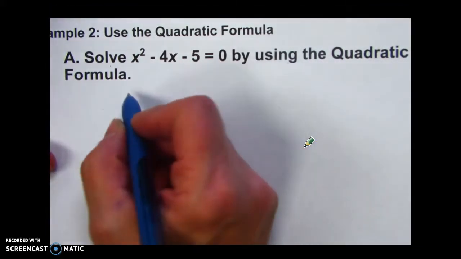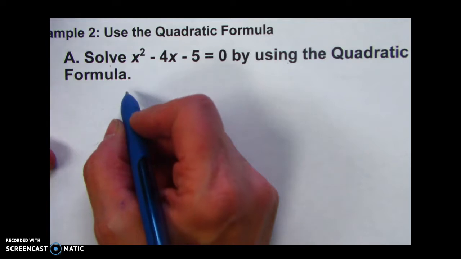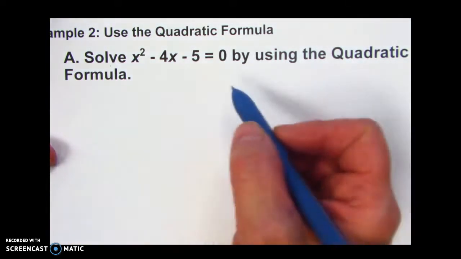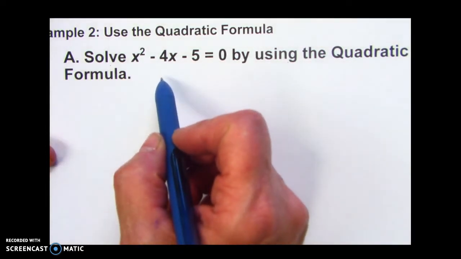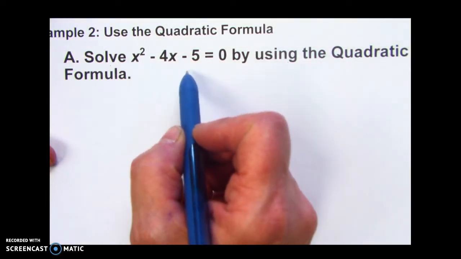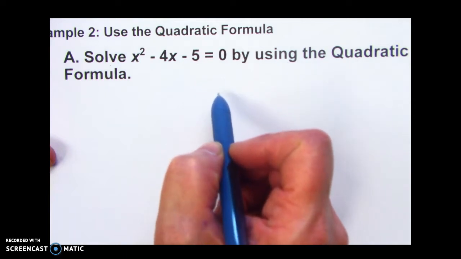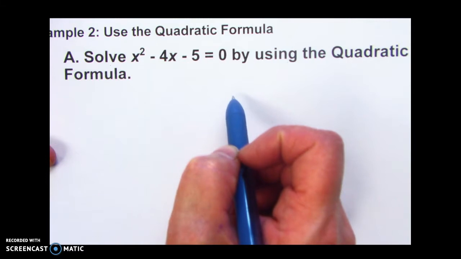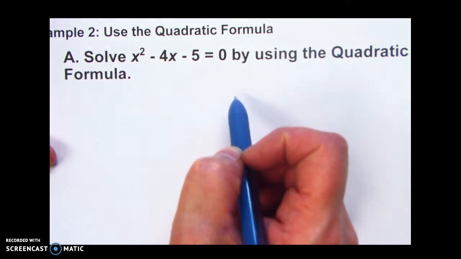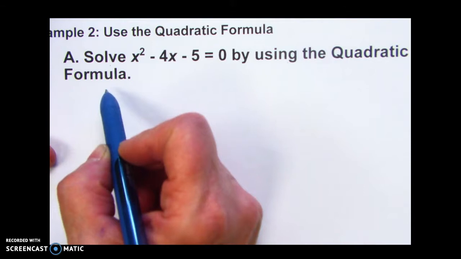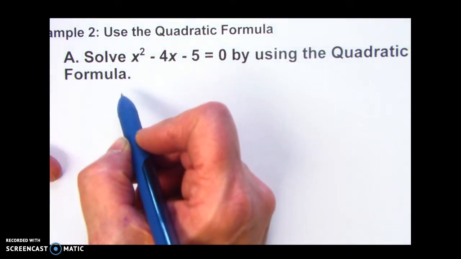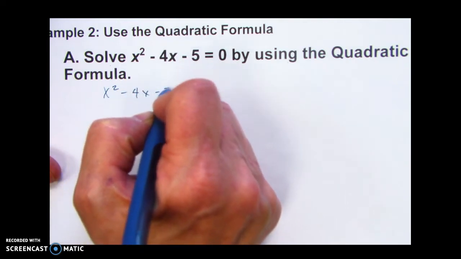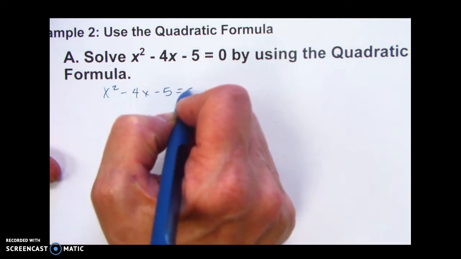Okay. Good afternoon. So what we're going to be doing is solving x squared minus 4x minus 5 equals 0 by using the quadratic formula. So everybody's watching the screen as we do this and taking notes. All right. So the first thing we're going to do is rewrite the problem. x squared minus 4x minus 5 equals 0.